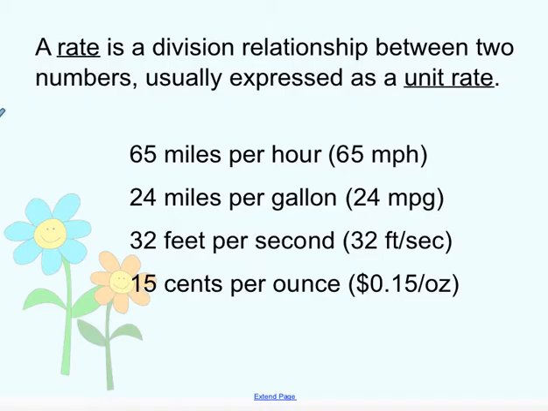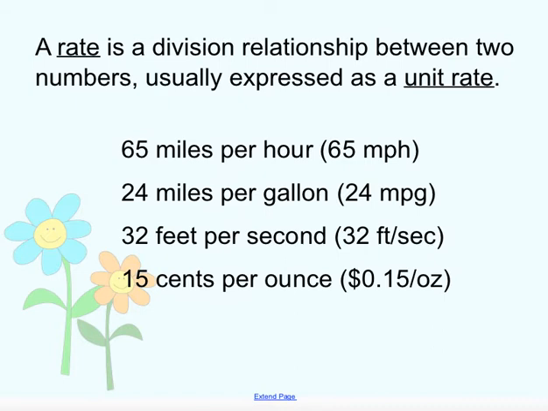So when we first look at rates, we are talking about a division relationship between two numbers. A lot of times we see this as a unit rate, so we are thinking of things like miles per hour, 24 miles per gallon, 32 feet per second, 15 cents per 1 ounce. The important thing to remember is that it's always per 1 hour and per 1 gallon, okay? So whenever we are finding a unit rate, it's always going to be something like 65 miles over 1 hour. Okay, so let's look at some other things.